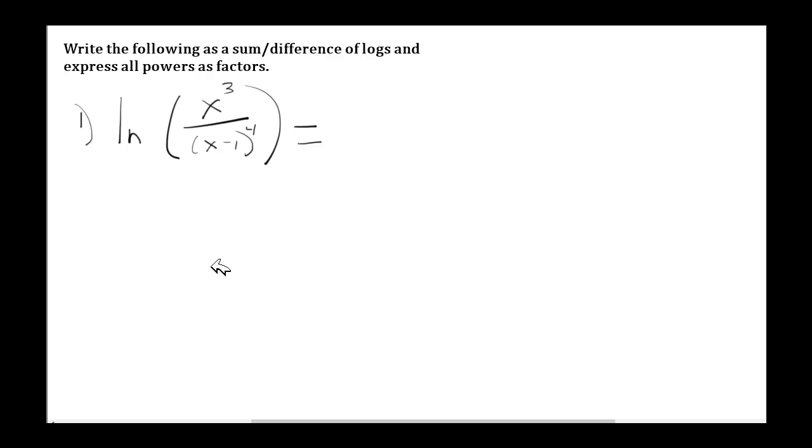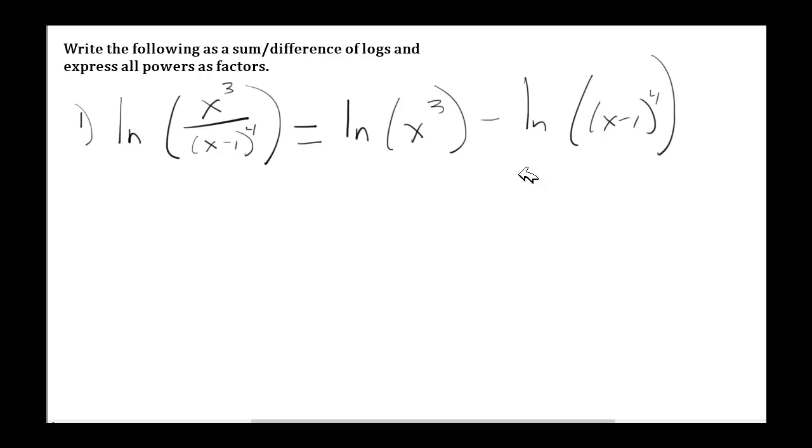Okay, so I want to write the following as the sum or difference of logs and express all powers as factors. And here I have one logarithm. So here in this input I see division, so I can turn that into subtraction of the logs. So I have ln of all this stuff, and here's where the division is. So I can rewrite this as ln x cubed minus ln (x minus 1) to the 4th. And then finally I can bring powers out front. So this is 3 ln x minus 4 ln (x minus 1).